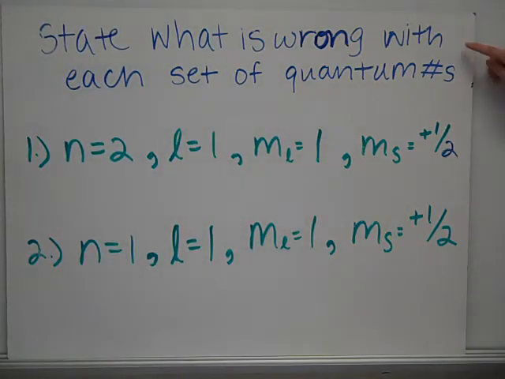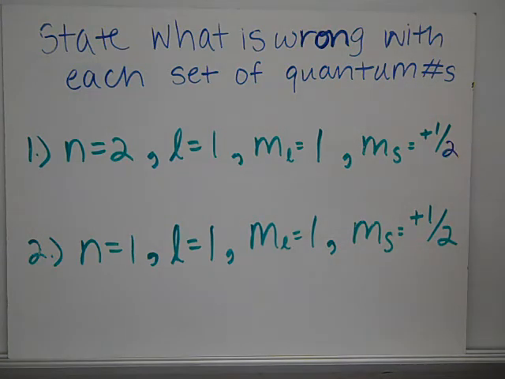So we have 2 example problems, and it says to state what is wrong with each set of quantum numbers. If we look at example 1, we see that n equals 2, L equals 1, m sub L equals 1, and m sub S equals +1/2. If n equals 2, there can only be 2 possible values of L, which are 0 and 1. Whoa! The value of L is 1, so there seems to be nothing wrong there. L equals 1 also indicates that this is a P subshell, so the possible values of the magnetic quantum number are -1, 0, and 1. Whoa! The value of the magnetic quantum number is 1, and +1/2 is a possible value for the spin number. How tricky! There is nothing wrong with this set.